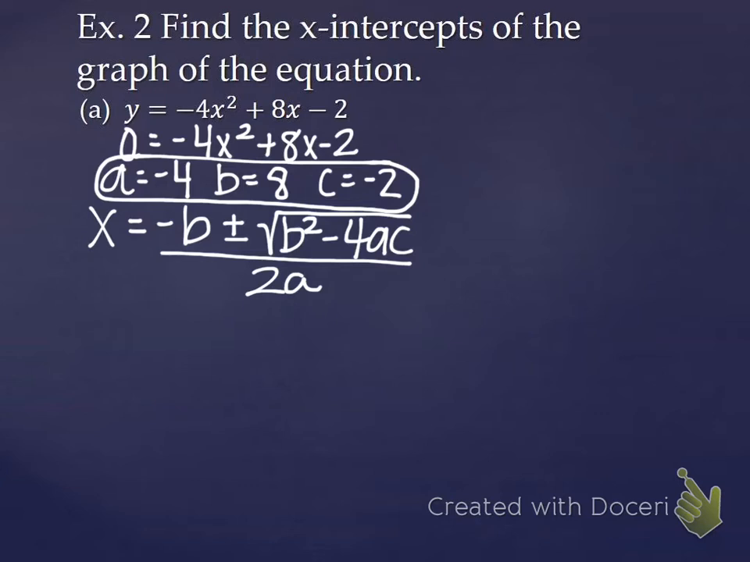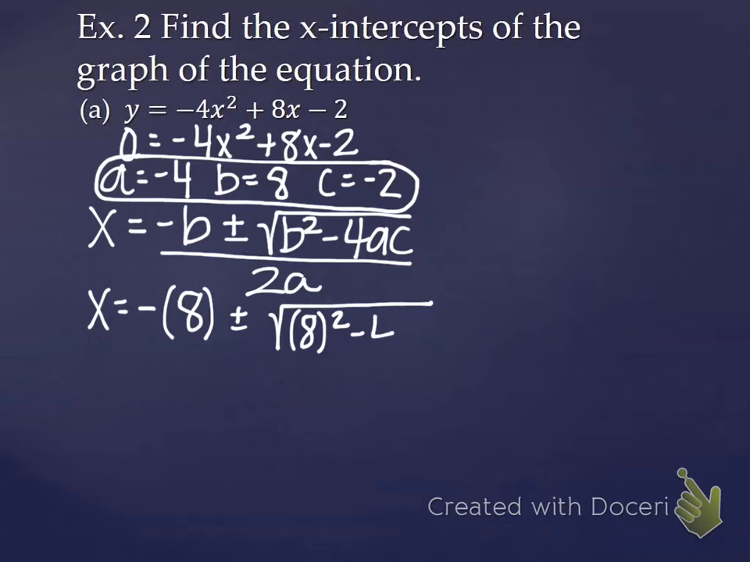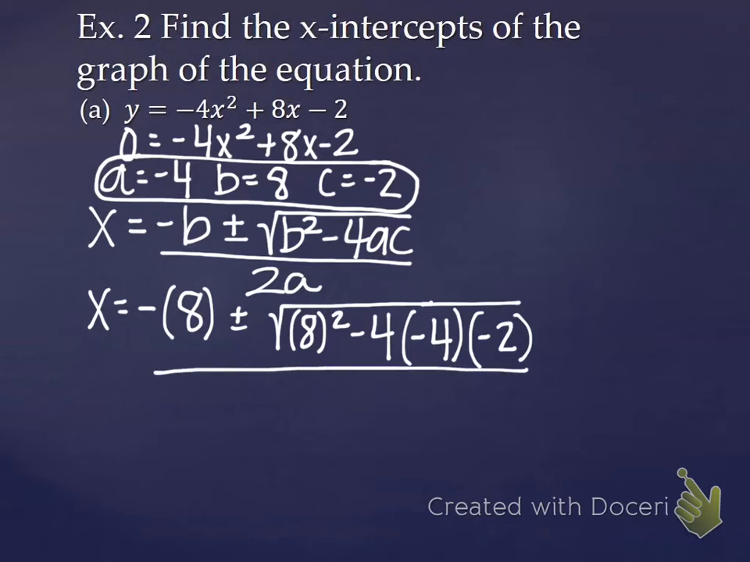All right, now let's plug in our values. So x equals negative, what's going in place of b, class? 8, plus or minus the square root of what's going in place of b? 8. Remember, my b is positive 8. All right, minus 4 times what's a? Negative 4. I need more help. What's going in place of c? Negative 2. Very good. All right, we'll extend that radical out. And then this is all over 2 times what?